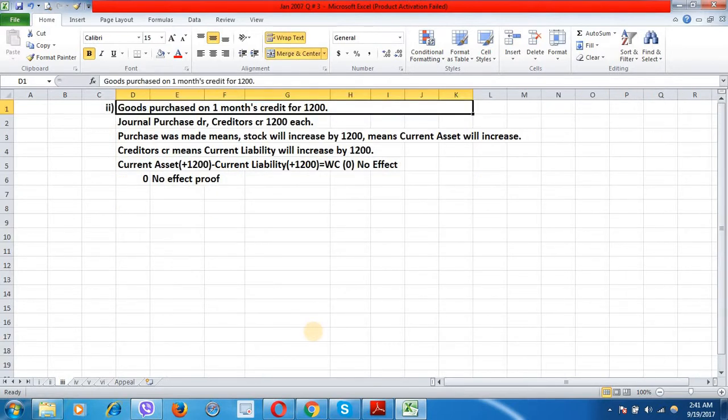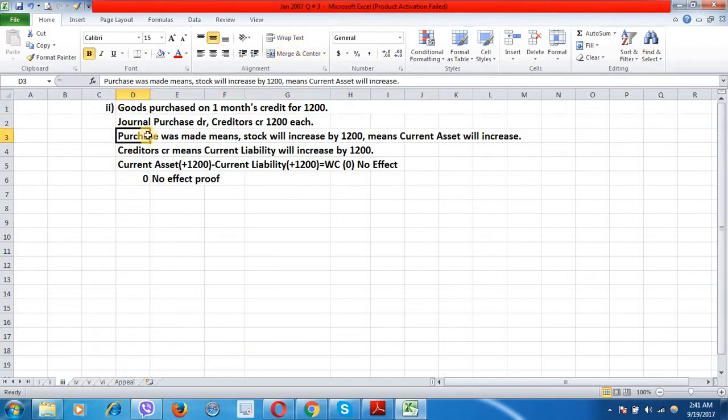The third question was goods purchased on one month's credit for 1,200. The journal will be purchase debit 1,200, creditors credit 1,200. Purchase was made means stock will increase by 1,200, means current asset will increase, because it is a current asset item. Creditors credit means current liability will increase by 1,200. So here is the formula: current asset plus 1,200 minus current liability plus 1,200. Working capital 0, no effect. You can check this formula: plus 1,200 minus open bracket plus 1,200 close bracket. The answer of this formula is 0.